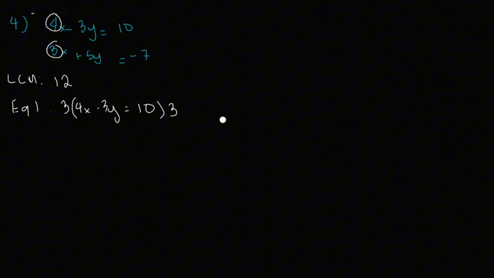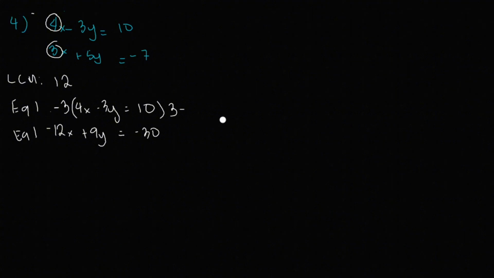So let's decide, since we started with equation number 1, why not we use equation number 1 to carry the negative sign? Okay, then you just need to simplify negative 3 times 4x, that's negative 12x. Negative 3 times negative 3y, that's positive 9y, is equal to 10 times negative 3 is negative 30. Now, this will be your new equation number 1.